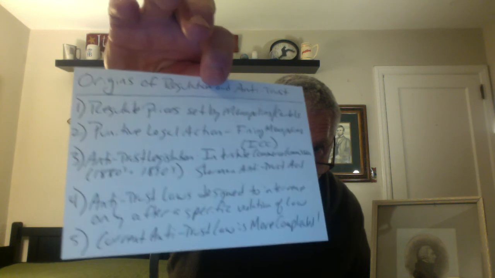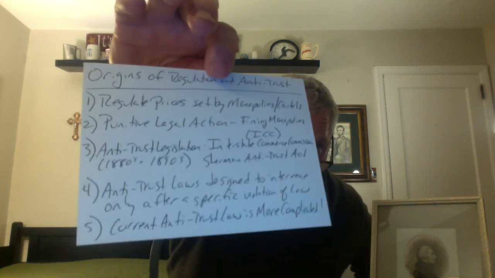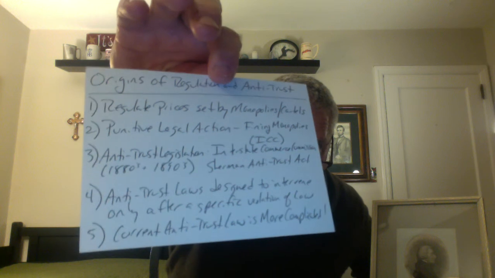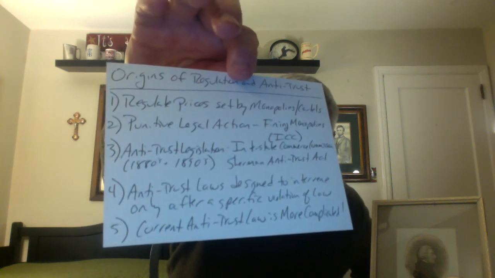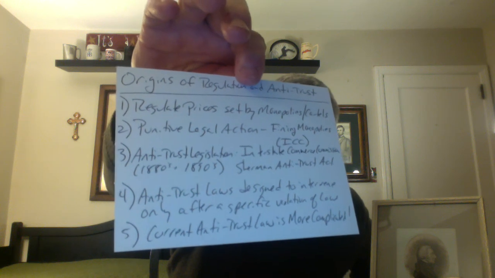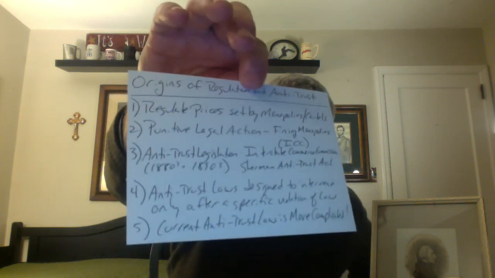There was major legislation that was passed, the ICC and the Sherman Antitrust Act, and these laws were designed to intervene only after a specific violation of the law would occur. But current antitrust law is much more complicated, and unfortunately, is not really effective in actually busting up monopolies, but it has been used by other firms to go after companies that are actually pretty competitive and are offering lower prices than their competitors.